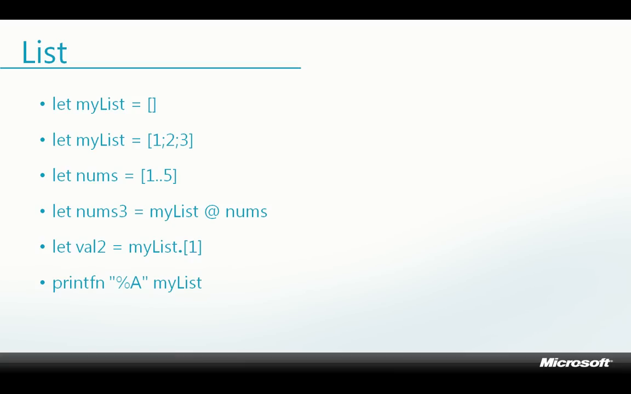The first line here shows binding an empty list to an identifier. You see that it uses square brackets. And then the second line binds a populated list to an identifier. Notice that the values are separated by semicolons and the whole list is inside square brackets. And the next line is an example of a list that is automatically populated with sequential integers. So this list will be 1, 2, 3, 4, 5. You can concatenate two lists and then bind them to a third identifier with the @ symbol. That's the concatenation symbol for lists.